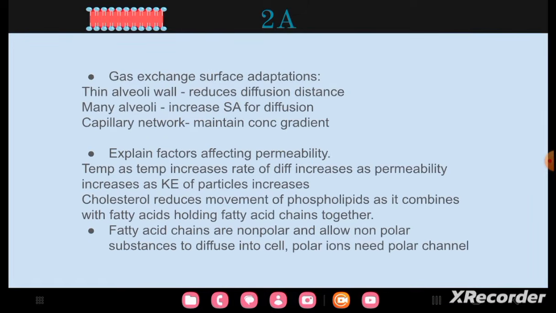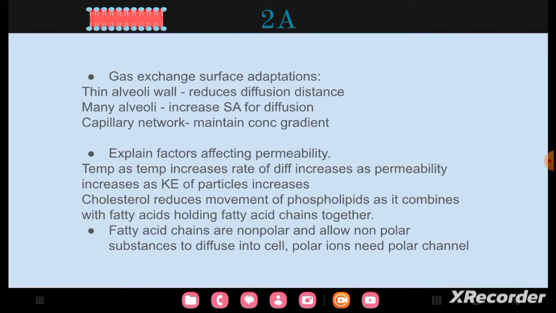You have to know the adaptations of gas exchange surfaces. They have a thin alveoli wall that reduces diffusion distance. They have many alveoli that increase the surface area for diffusion, a capillary network to maintain the concentration gradient, and good ventilation for the concentration gradient. Explain the factors affecting cell membrane permeability.